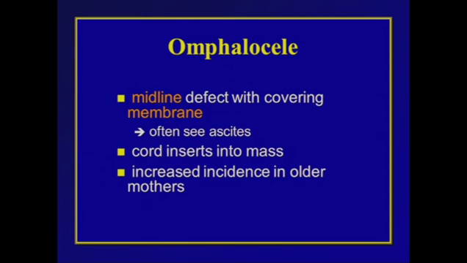Another anterior abdominal wall defect we need to be aware of is this one. In this instance, we see a piece of liver, this homogeneous liver, sticking out from the abdominal wall. This is the anterior surface of the chest, and you have the stomach back here. And in this instance, we do see this thin membrane covering over the top of this loop of liver that's sticking out. So now, of course, we're looking at omphalocele. An omphalocele is a midline defect with a covering membrane. And in this instance, we do see the ascites because the membrane outlines it for us. The umbilical cord inserts into this mass of the omphalocele, and the opposite of gastroschisis, omphalocele occurs more often in older moms, particularly over the age of 40.